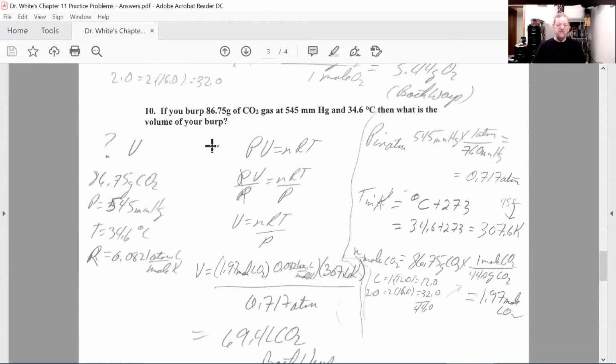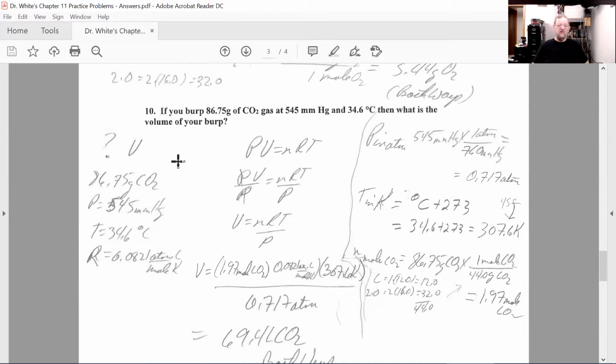And the question is, if you burp 86.75 grams, that's going to be a heck of a burp, of carbon dioxide at 545 millimeters of mercury, 34.6 degrees C, what's the volume of your burp? So what are we being asked to find? The volume of your burp. What are we given? The weight of the carbon dioxide you burp, the pressure you're burping it at, and the temperature you're burping it at.